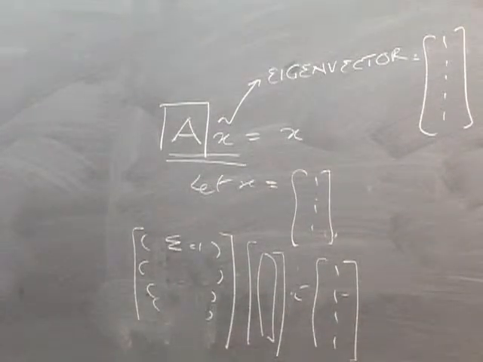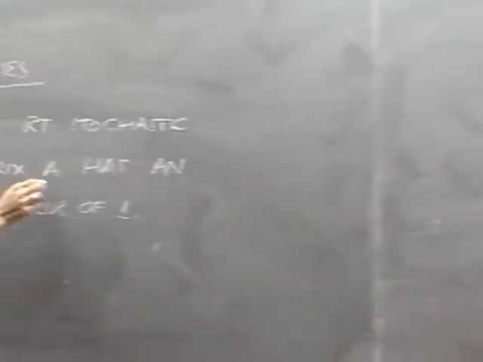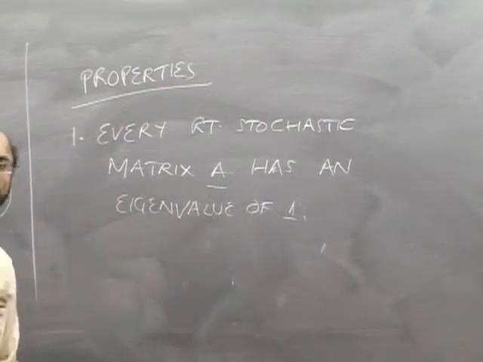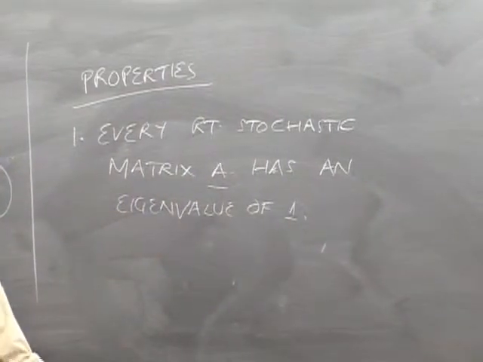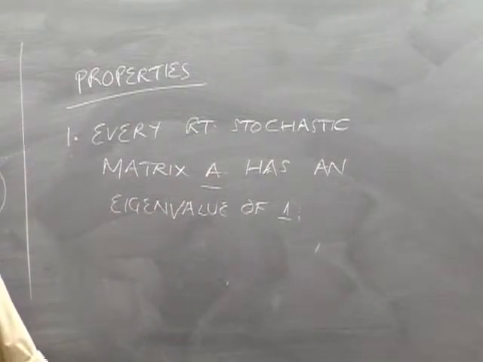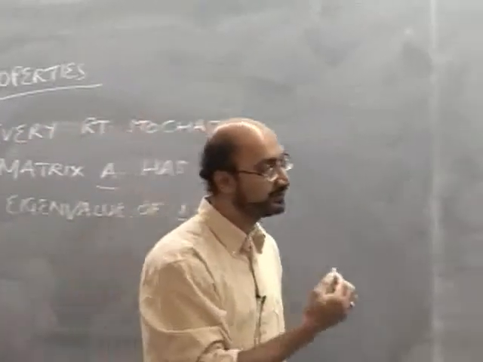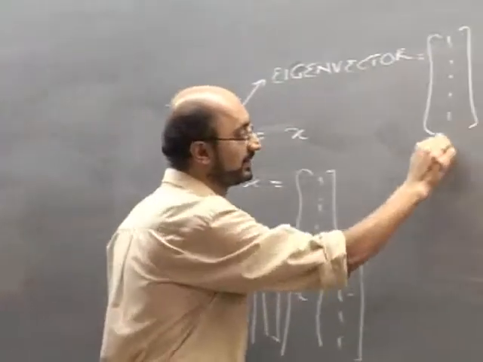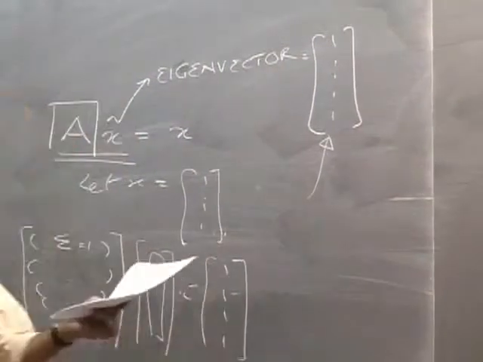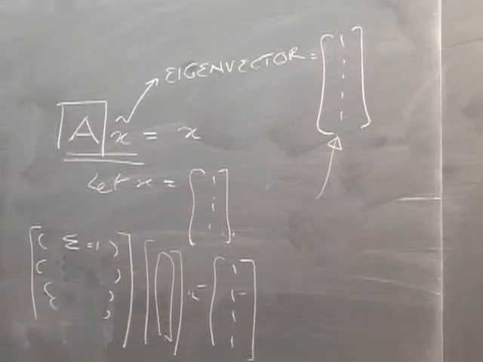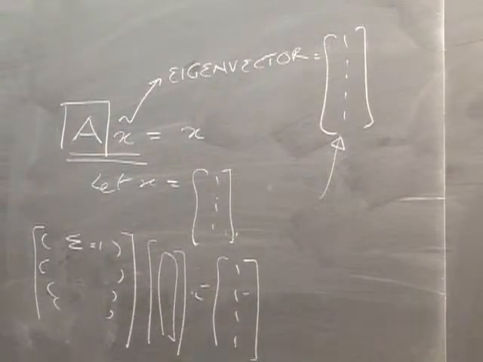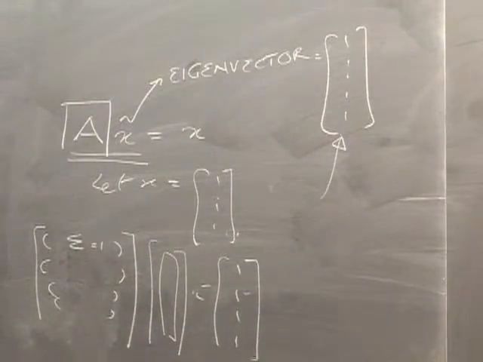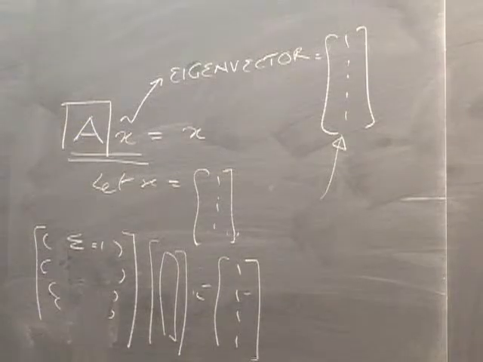Okay, so let me just stop there for a moment and just emphasize that what I've showed is that every right stochastic matrix A has an eigenvalue of 1. Okay, has one eigenvalue of 1. That eigenvector corresponding to the eigenvalue is this eigenvector over here, and because of this simple math, I haven't said anything about the eigenvector corresponding to A transpose at this point. Okay, so any questions about this?